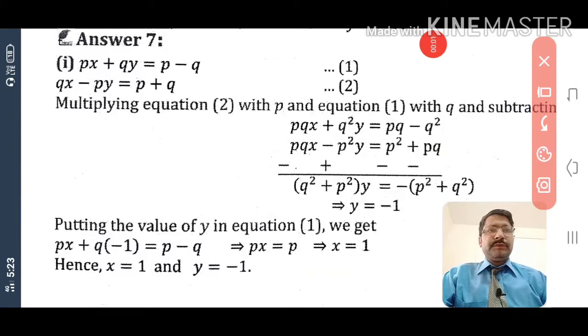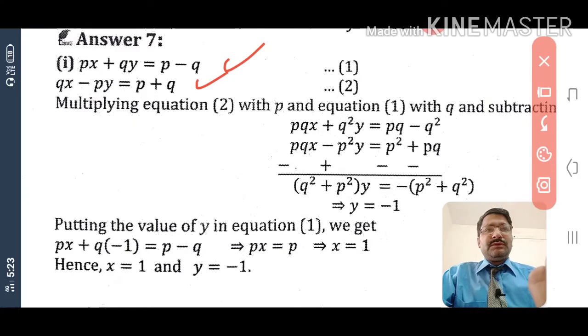Okay, students, we will do this question. Here, the first equation is px plus qy equal to p minus q, and the second equation is qx minus py equal to p plus q. In this, you can check, we will use the elimination method.